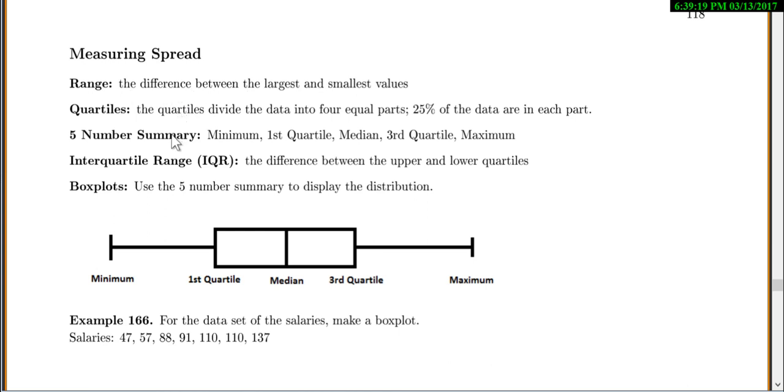Now, if you put those things all kind of together, you can get what's called the 5-number summary, which has your minimum, or the smallest, first quartile, the median. Notice that median is the same as the second quartile, because the median cuts in half and second quartile would be 50%. Okay, third quartile and maximum.